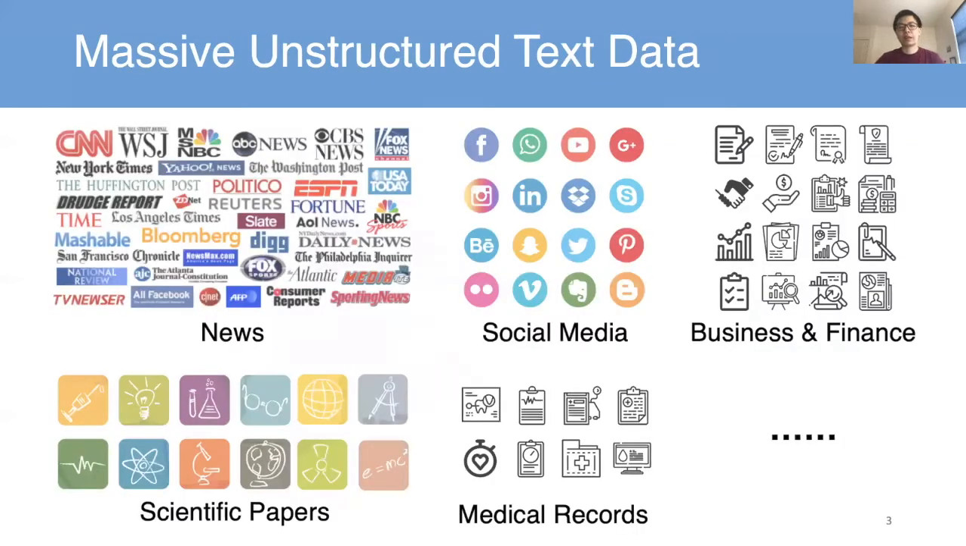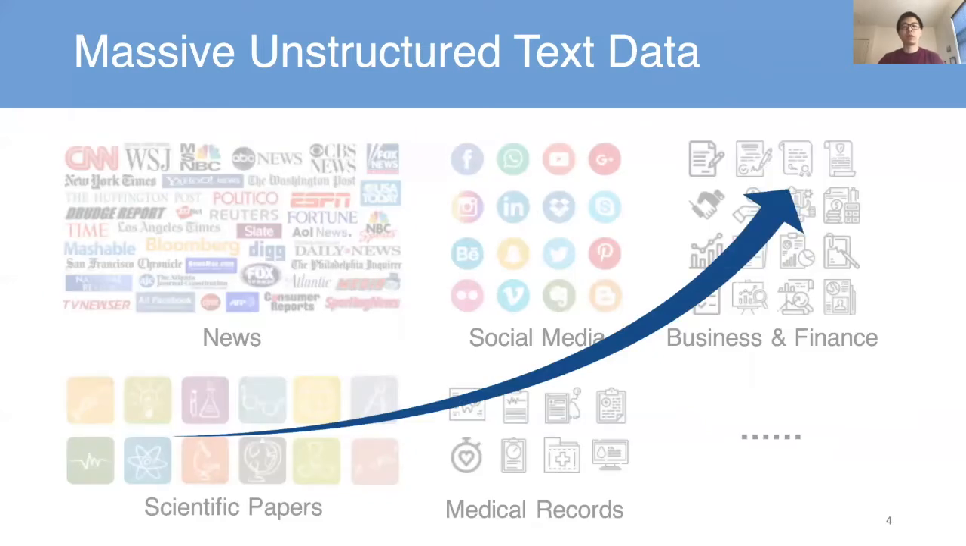So where is this text data? Text data is everywhere in our daily life, including news articles, social media posts, business and finance reports, scientific papers, and medical records. Their volume itself is massive, but more importantly, it keeps growing. So it's really difficult to ask human experts to read through all these articles, understand what's going on, and distill the knowledge. Even if you can recruit a large number of experts, the cost will be expensive. So it becomes necessary to develop automated models and let machines digest this information in an efficient and effective way.